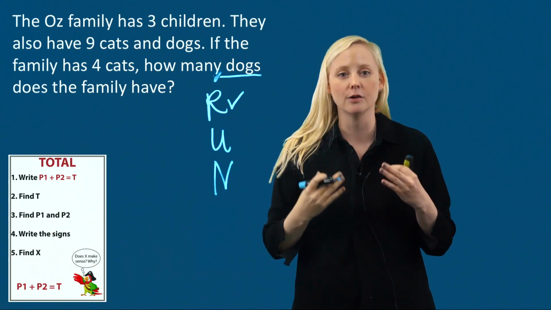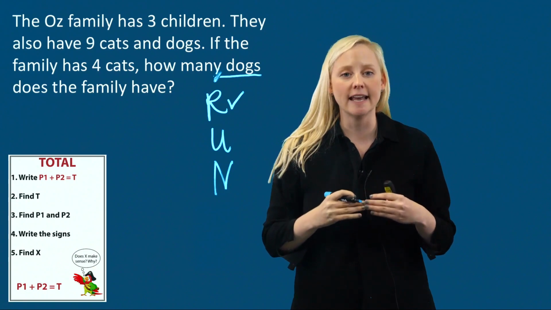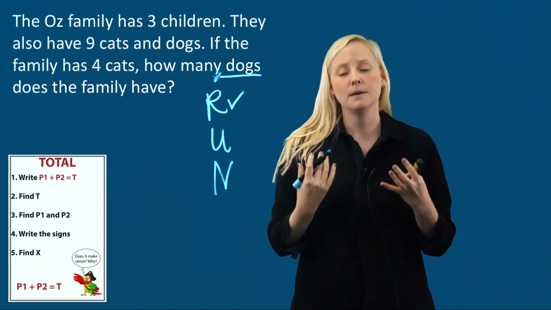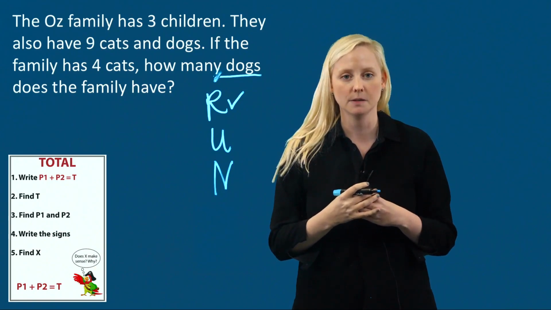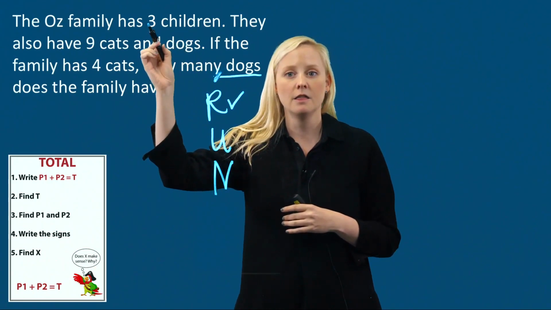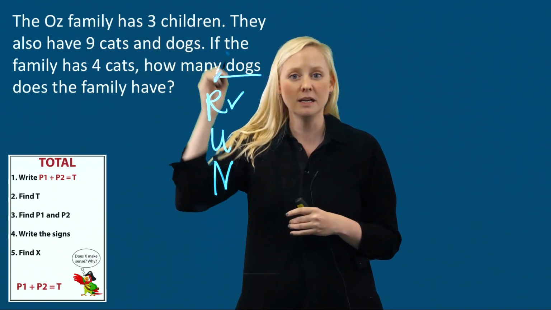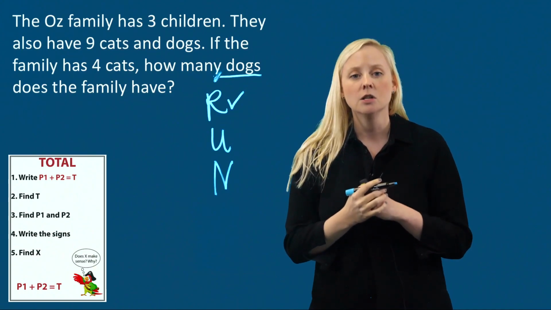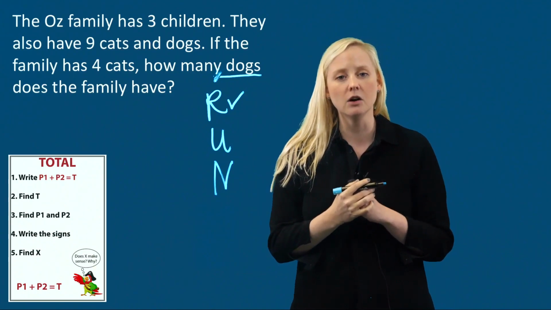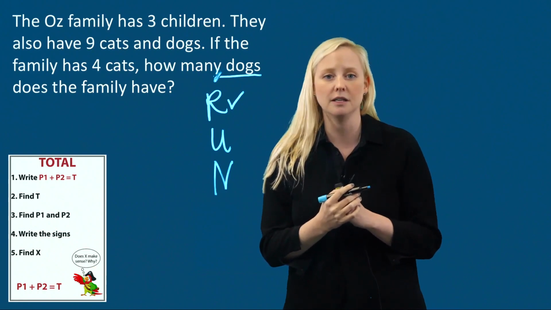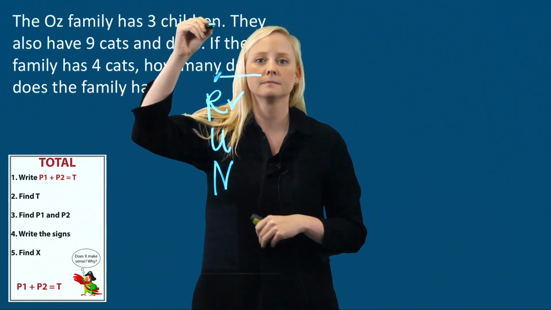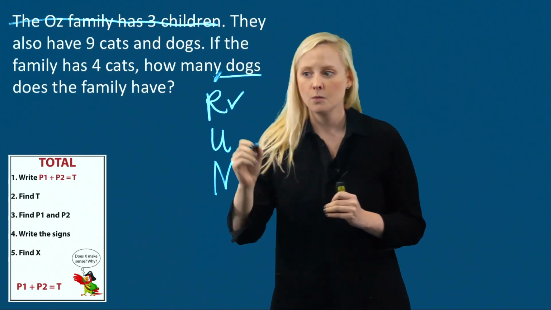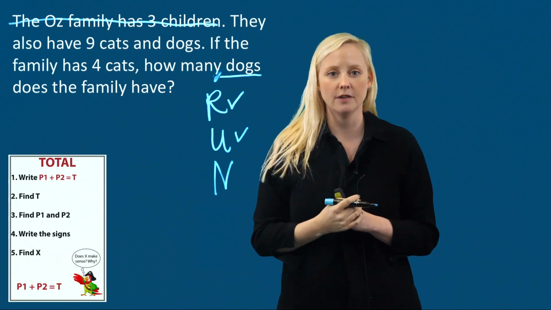Now we have to cross out irrelevant information. So I need to scan my numbers and make sure that all of my numbers are talking about dogs or cats, because the problem is talking to us about animals. Let's look at the first number. The first number says 3. 3 is talking about children. Children's not about dogs, and children's not about cats. So this is irrelevant information. I'm going to cross out this sentence because I don't need the number 3. We've underlined the label and crossed out irrelevant information.